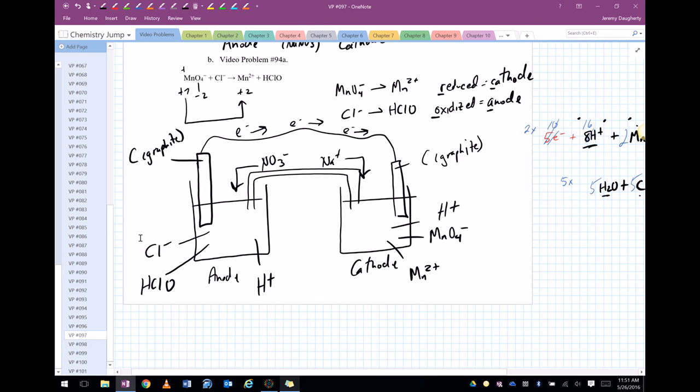Now, of course, we can couple this with video problem number 96, and we can actually figure out the voltage of each one of these.